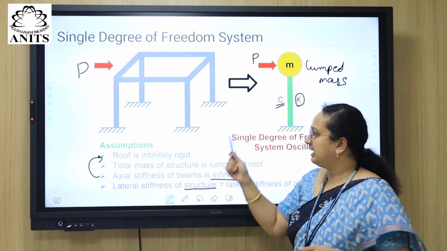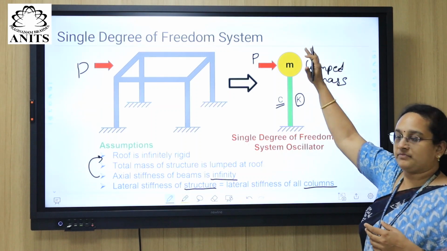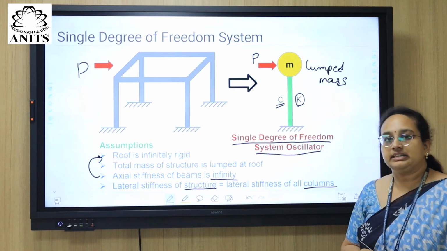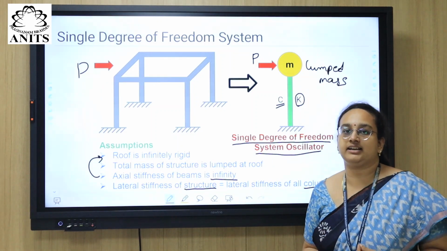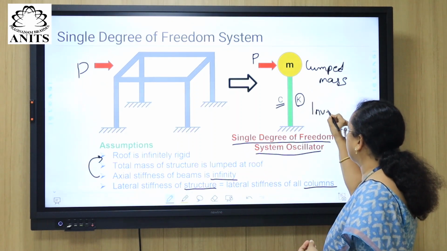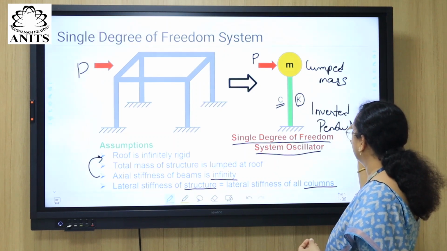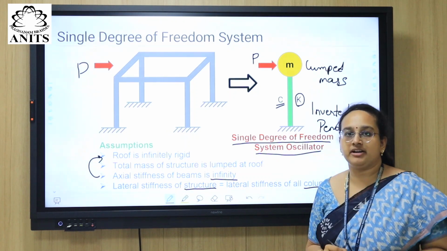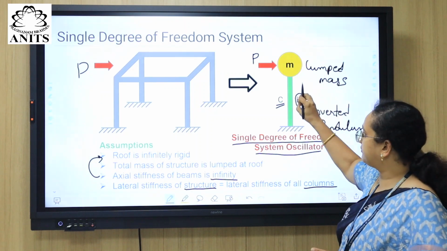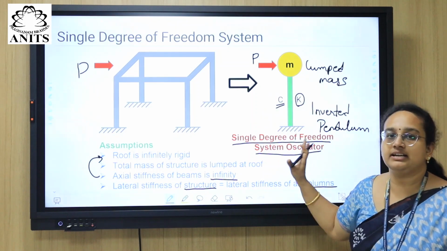Now damping force is there and stiffness force is the responsibility of columns. Mass is there which is lumped at the top. This system is called single degree of freedom system oscillator. This is the basic fundamental idealization of a structure. This is also called inverted pendulum. Inverted pendulum model, right? So this is a structure with the whole mass lumped at the top, stiffness lumped at the columns and damping lumped at the columns, right? So this is the simple single degree of freedom system.